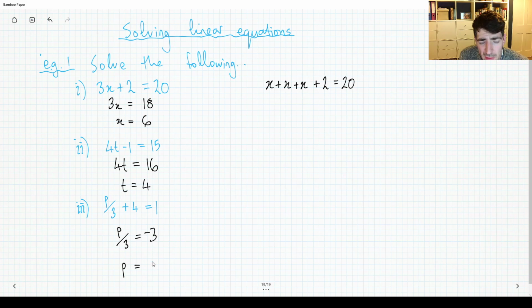So we need to multiply the right-hand side by 3 as well. Negative 3 times 3 is negative 9. And that's the answer to this.